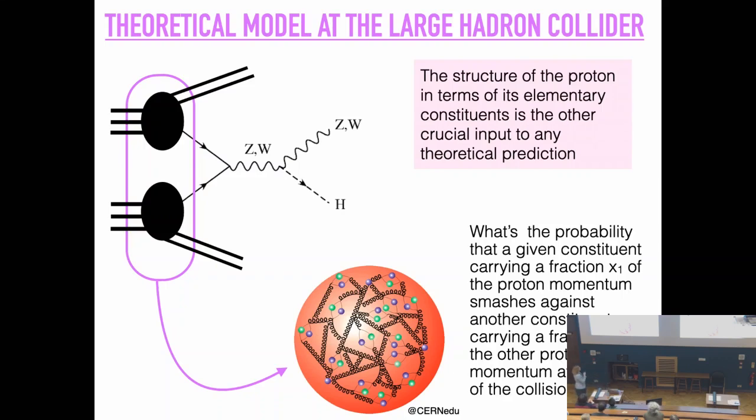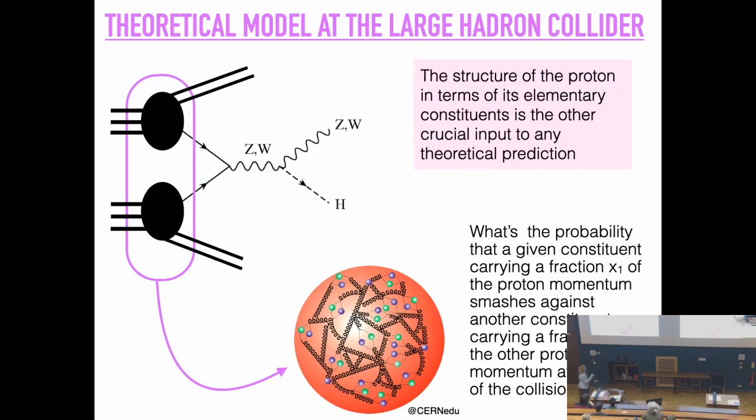So anyway, despite this complicated quantum world, which is each of the protons, we can calculate this probability. What is the probability that a given elementary constituent, either a quark or an antiquark or a gluon, carrying a fraction x1 of the proton momentum, smashes against another constituent carrying a fraction x2 of the other proton's momentum at the time of the collision? These are things that we can calculate partially from the theory and partially extract from the data as a very complicated inverse problem of extracting functions from a finite set of data. And that's what I do for a living. That's part of what I do for a living.